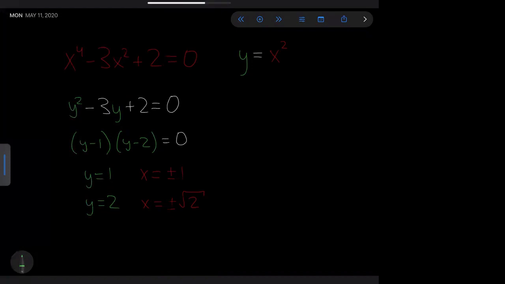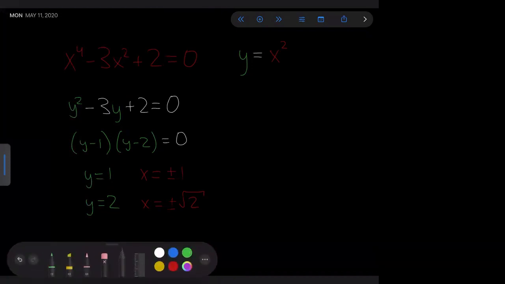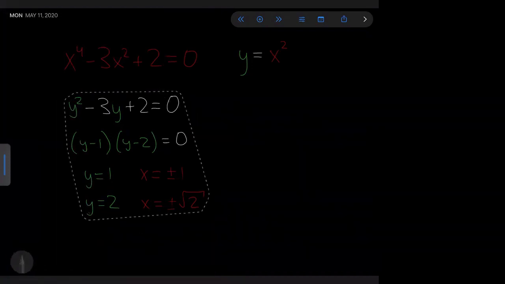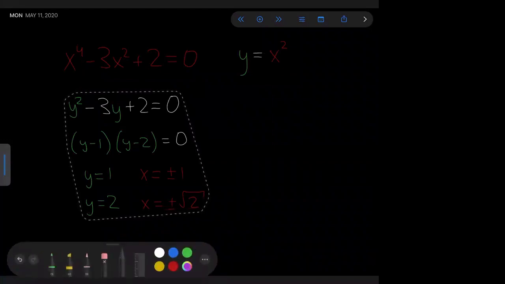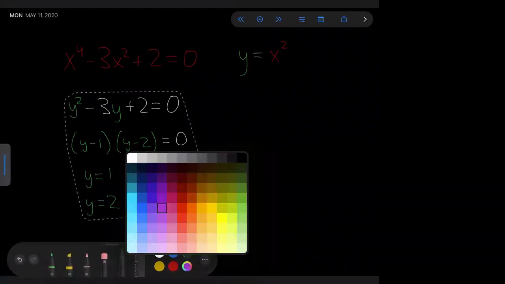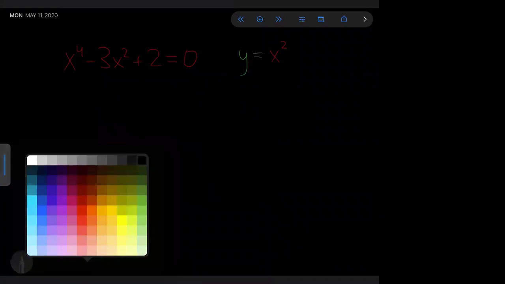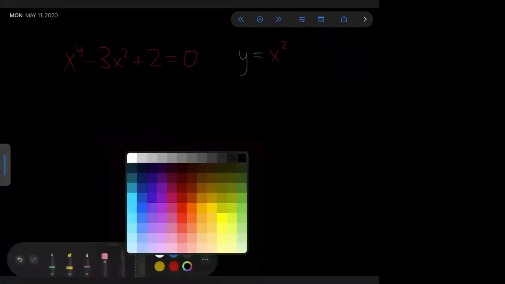So let's just say that we had this equation here. We had x to the fourth minus 3x squared plus 2 is equal to 0.